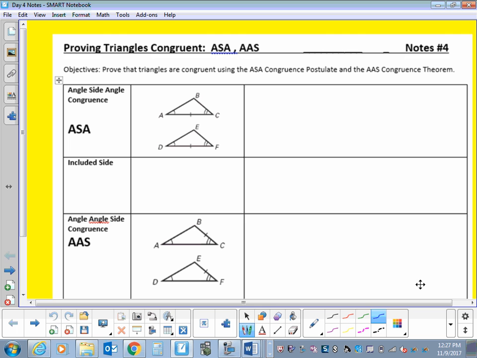Alright, so the first one, angle, side, angle. We have an angle, we have a side, we have an angle. I always start with one angle and I go to the next, I go in order. So our definition.